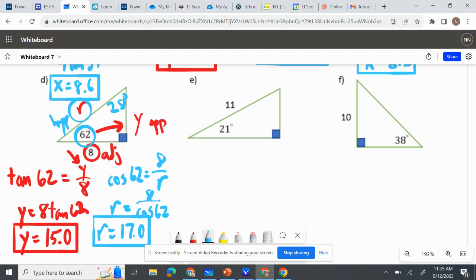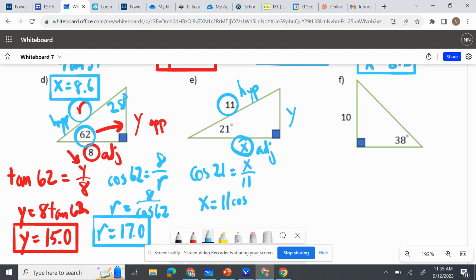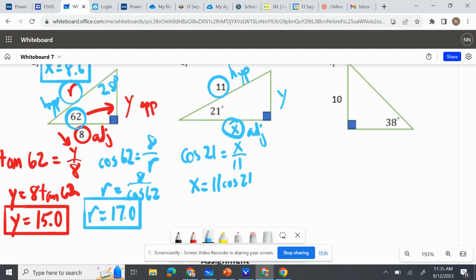So looking at the next one, I'm going to solve for y and x. I'm going to start off with my x value. This is my adjacent, and my given is my hypotenuse. Adjacent and hypotenuse would be cosine. So I have the cosine of 21 is equal to x over 11. Since my variable is on top, that means I multiply. And so that gives me x is equal to 10.3.